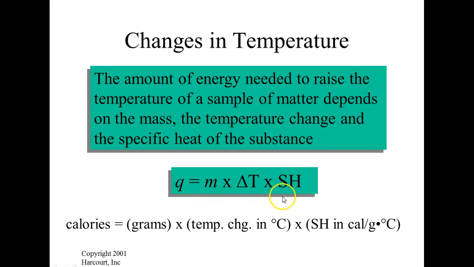So this is the number that you'll be given in the problem. This is a constant. You'll have to figure out how much the temperature changed. That's just the subtraction part. And then the mass is given to you in the problem. So this is really the only thing you have to do.